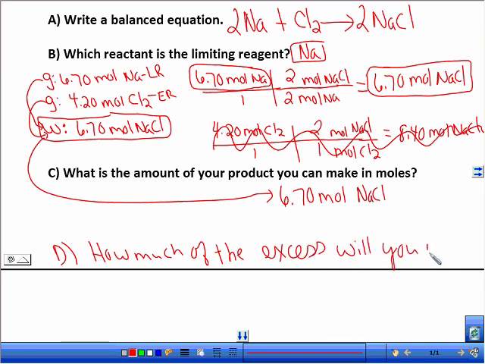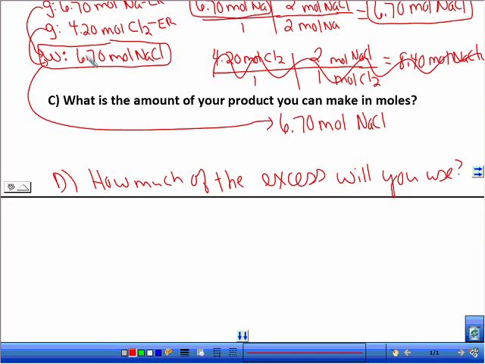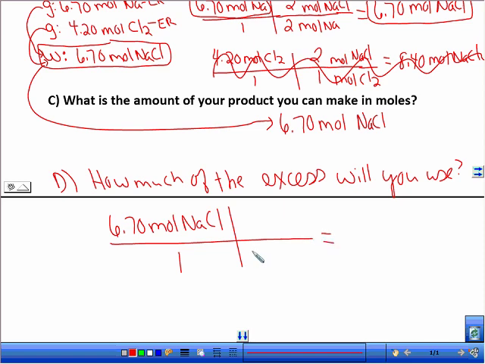In order to figure that out, you take your wanted that you found here and you begin with that, because this is how much product you can make. You can make 6.7 moles of product. I know how much of the LR I'm using. I'm using all of it. I want to find out how much of the ER I'm going to use.